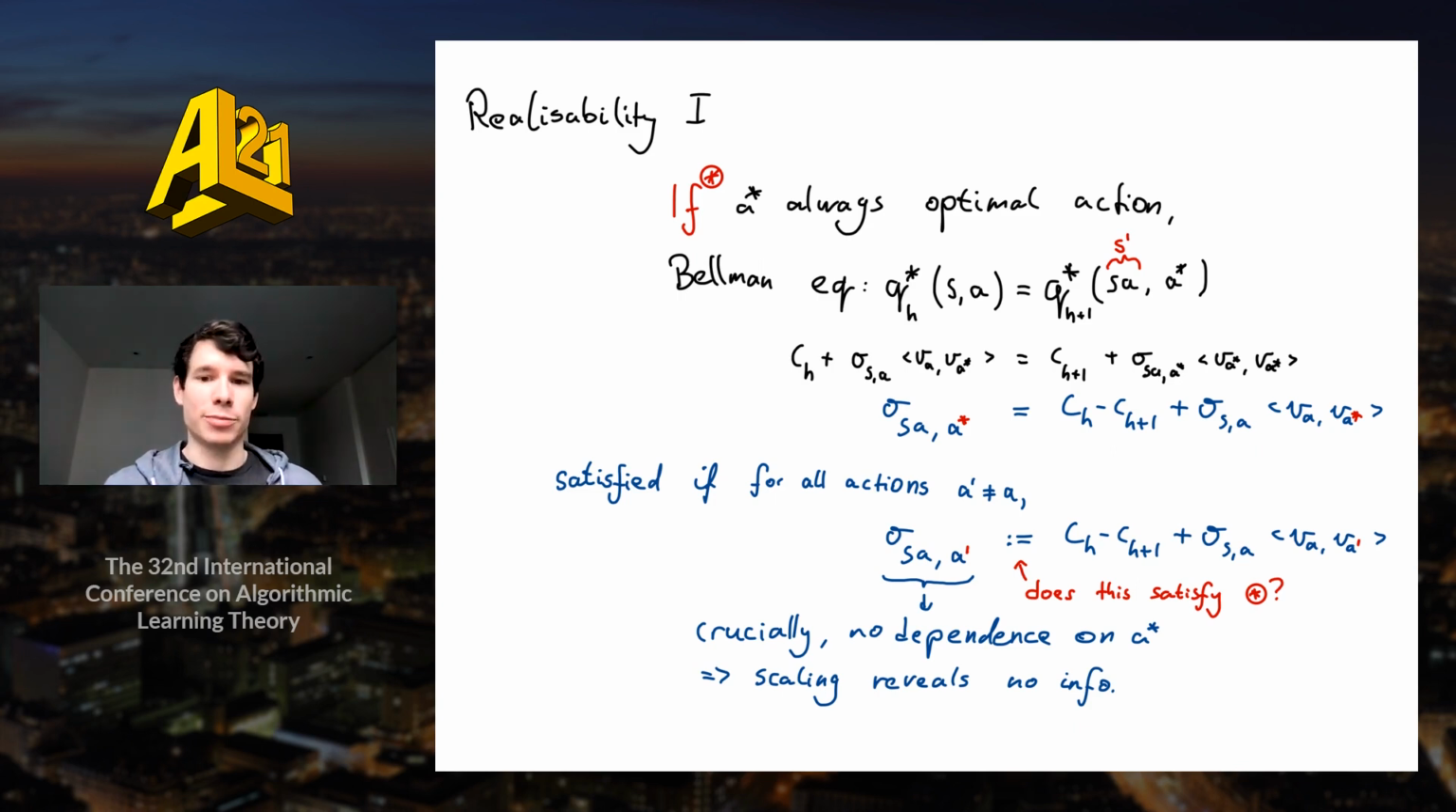However, the sigma cannot depend on A star. So let's just make it true for any a prime. It doesn't matter if it's A star or not. For any a prime, we have the following definition of sigma. And then this means that this scaling constant will reveal no information about the identity of A star. However, the question that remains to be solved is, does this scaling satisfy the assumption that we made of A star always being optimal?